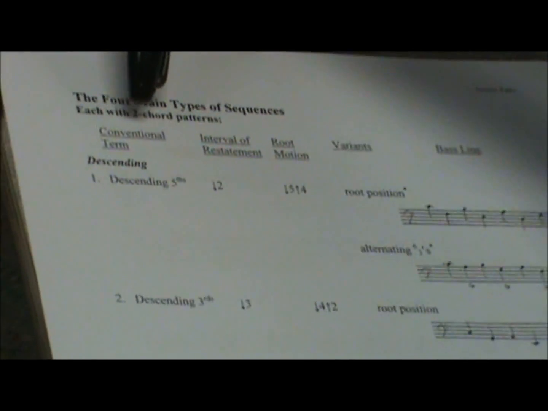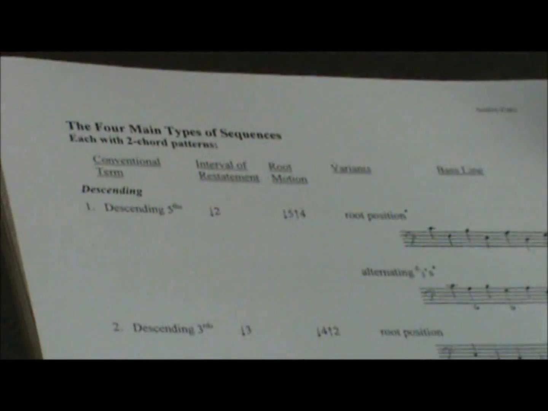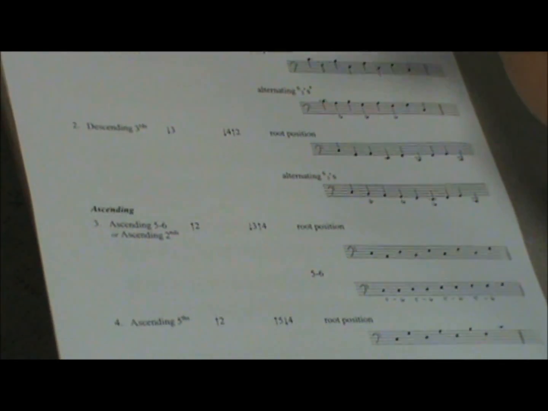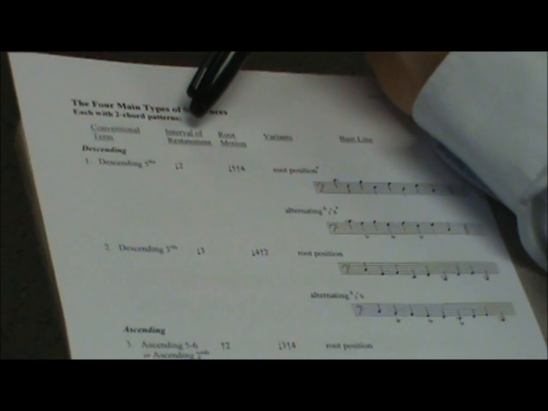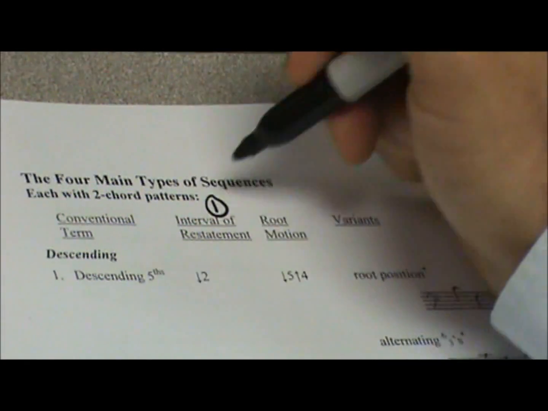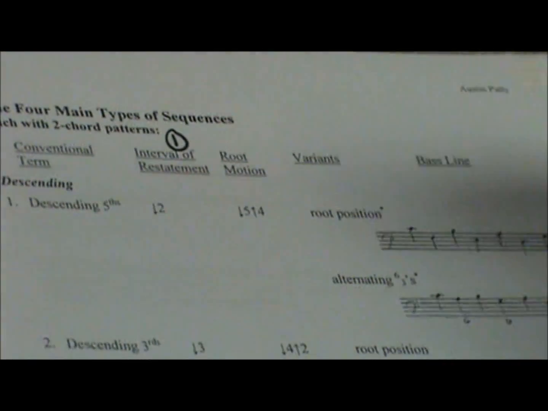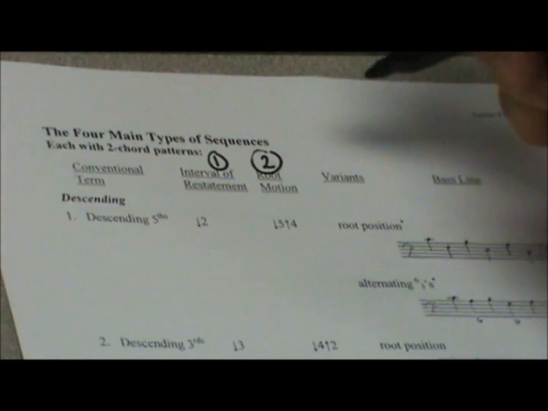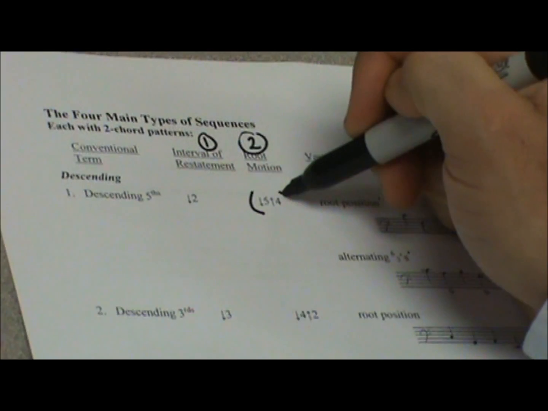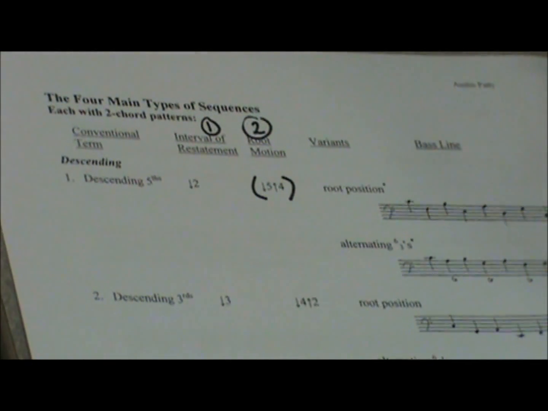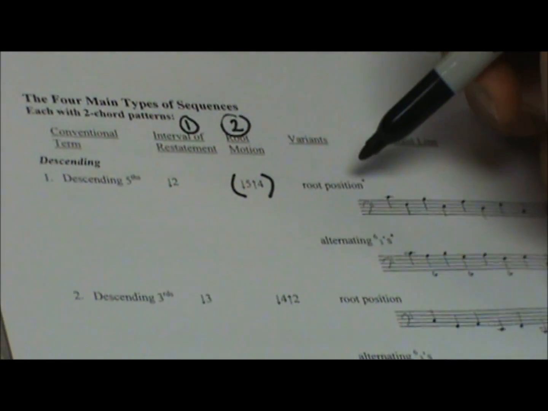I'm going to give you the conventional label, it's the shorthand, the thing that everybody uses to describe it, because it's a mouthful to give all the detail. And then we'll see the interval of restatement. So these are these three parts to our complete label. 1, the interval of restatement, how I get from statement to statement. 2, the root motion, which we do this to, just to separate it visually from the interval of restatement. And then we show what variant it is.